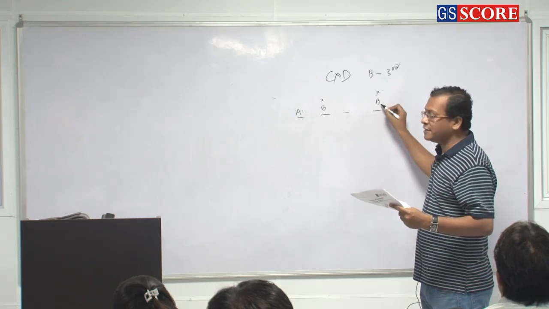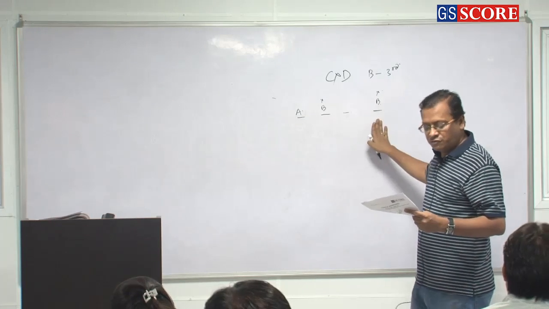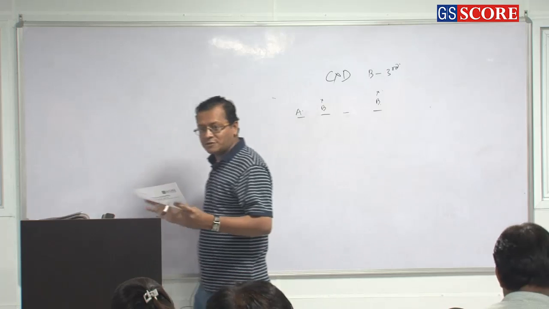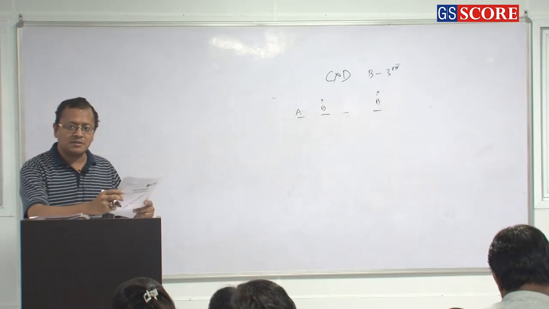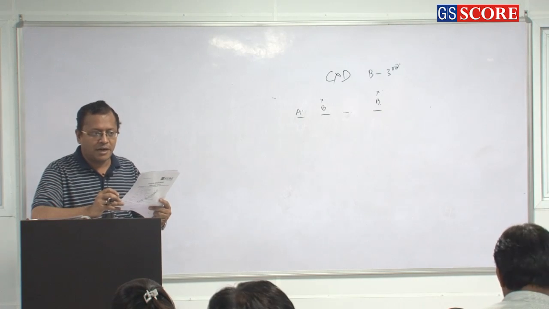If B is at this place, then C and D will be together, which means this condition has to be false. Option number A is your answer. Clear? No need to look further, right?